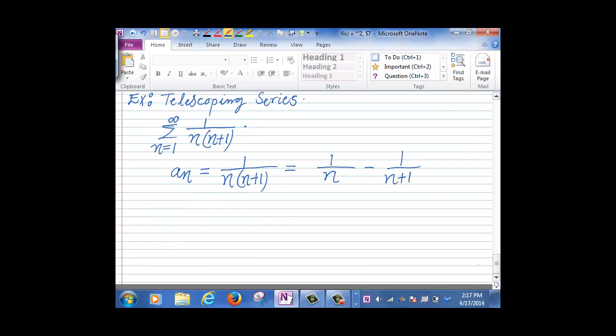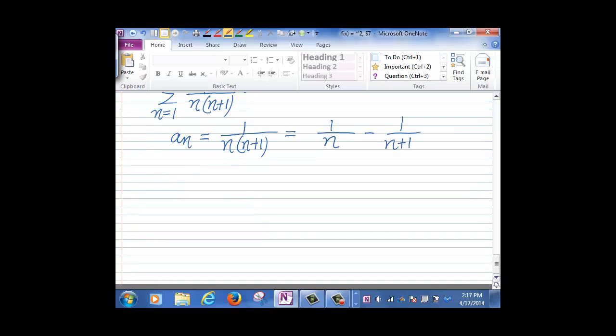Now what is so good about it? Well, let's note the following. What is a_1? Well, it's 1 minus a half, right? I'm not going to subtract. What is a_2?